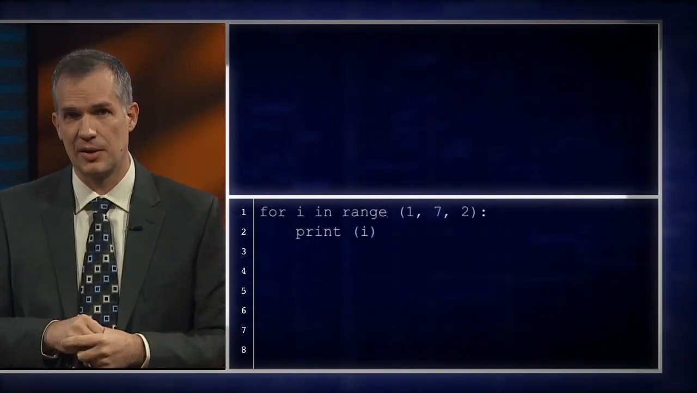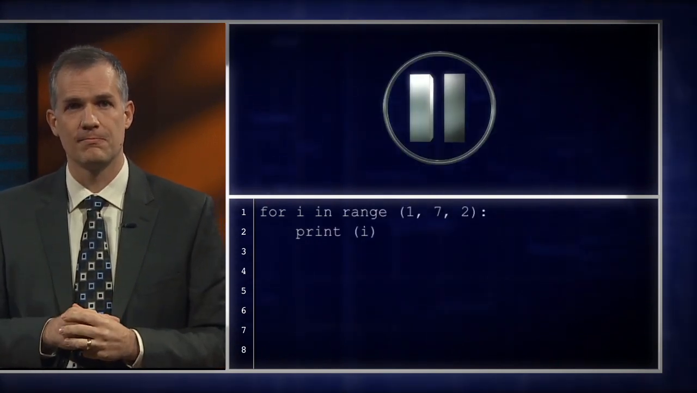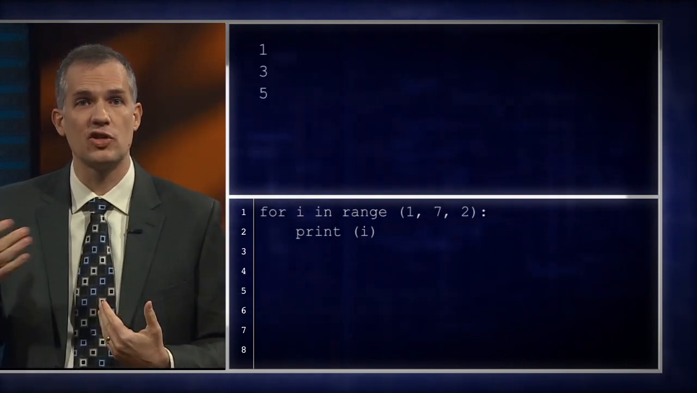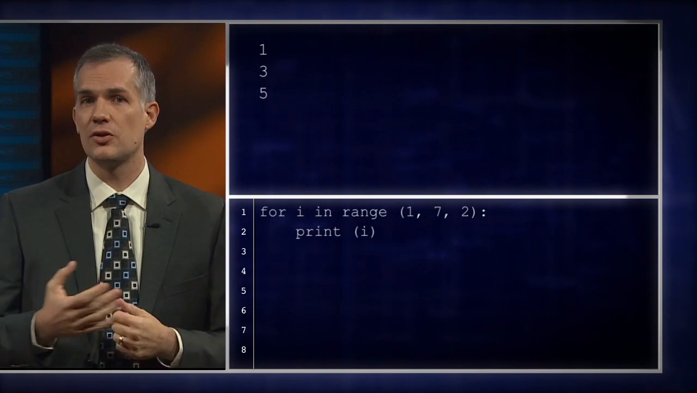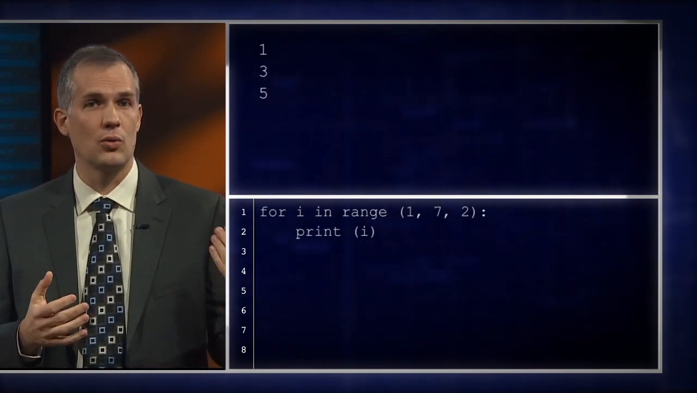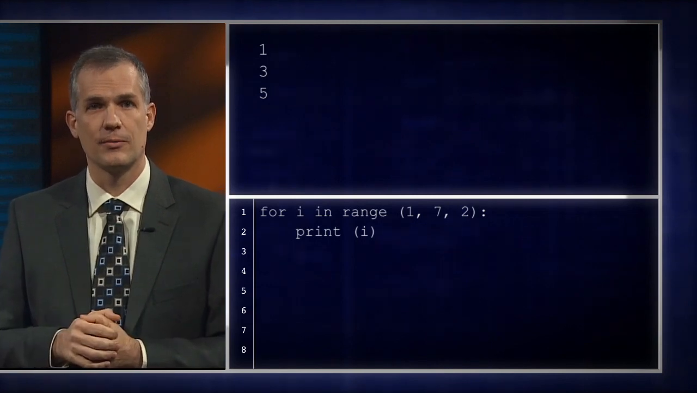Now look at this example. What would it output? In this case, we start at 1. We go up by 2 each time, and we only do this as long as we're less than 7. So, we would output 1, 3, and 5.